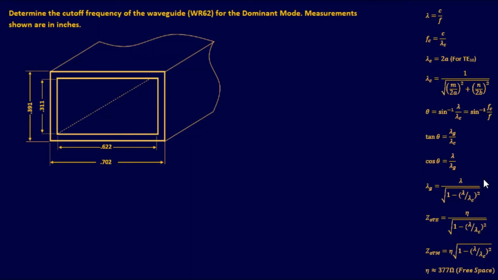All right, let's jump into our first example here. Right now we have to determine the cutoff frequency of the waveguide, and this is a WR62 for the dominant mode. The measurements shown are in inches. So right off the bat, we have just a simple rectangular waveguide, and it's in a dominant mode. As we looked over in the slides, the dominant mode is considered to be TE10. So right off the bat, we got the most popular mode, and it's going to be TE10. So this actually is going to make a lot of our calculations pretty easy.